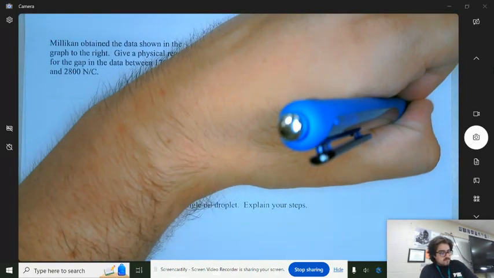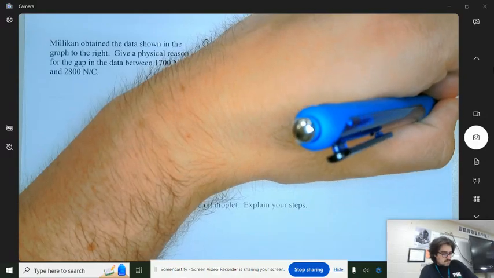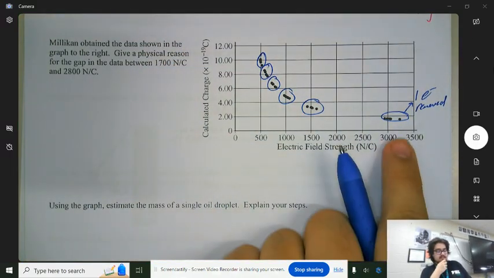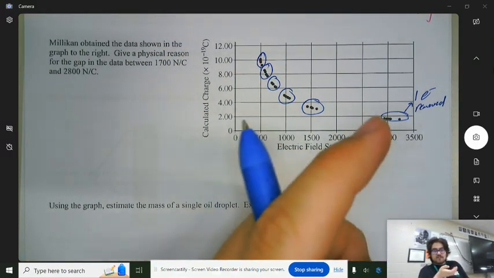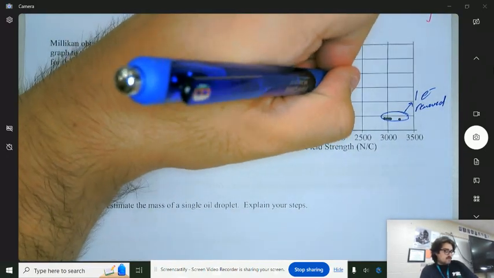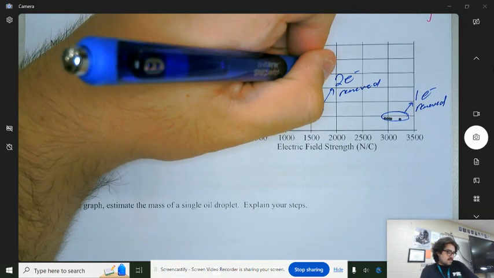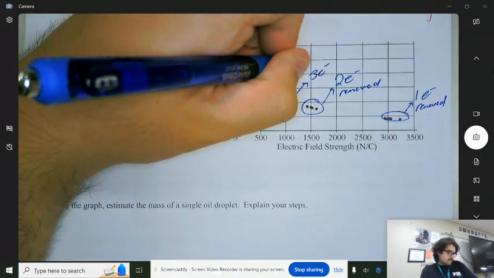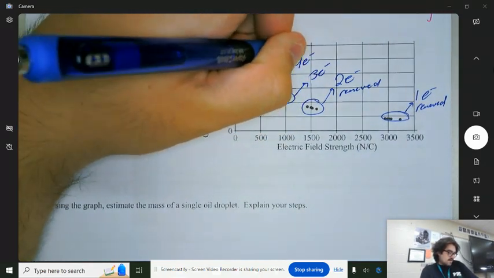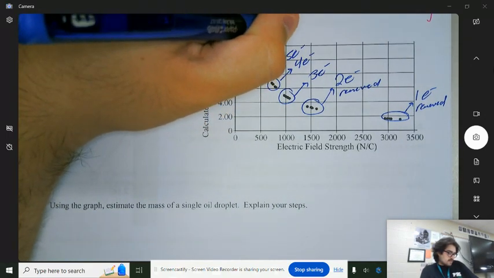So if you only remove one electron, there you go, right? This data represents the electric field strength and the charge if only one electron is removed, okay? This one represents if 2 electrons are removed, okay? And 3, and 4, and 5, and 6, okay?